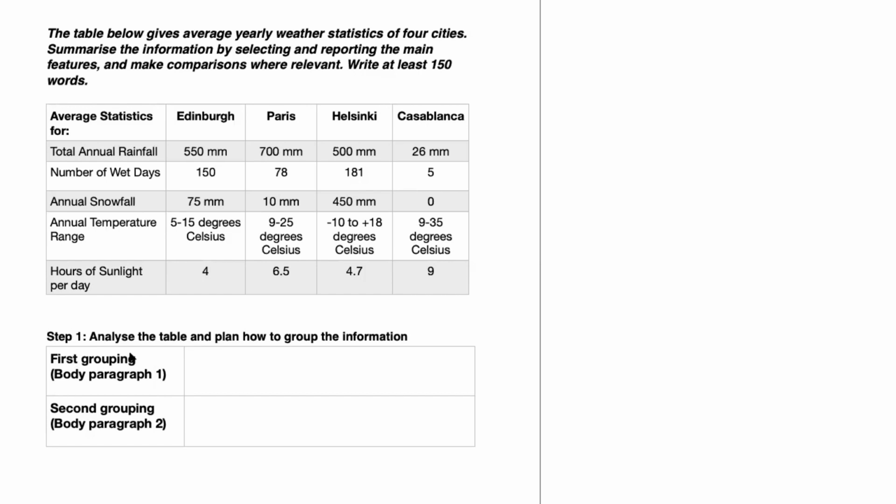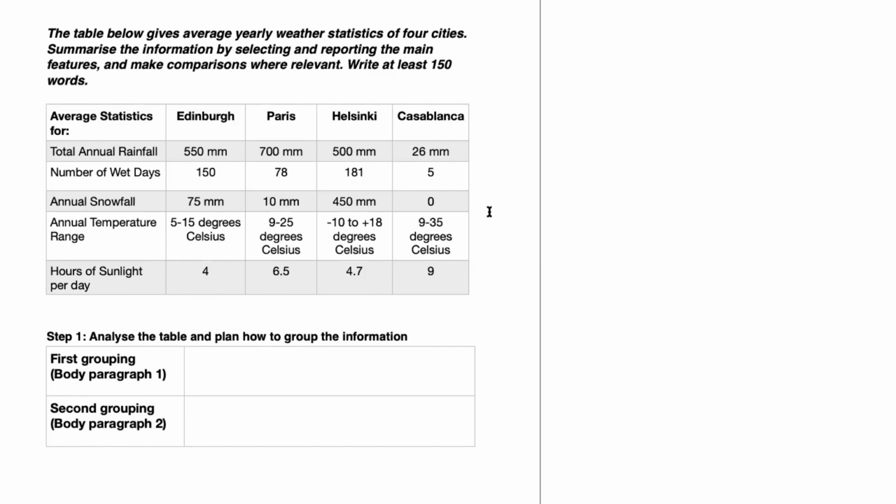So you'll see here that I have the first grouping and the second grouping. This is because we are going to put the first grouping in our body paragraph 1 and the second grouping in our body paragraph 2. I will talk about the outline later. Right now, I just want to focus on analyzing this table and understanding how we are going to get 2 groups out of all of this information.